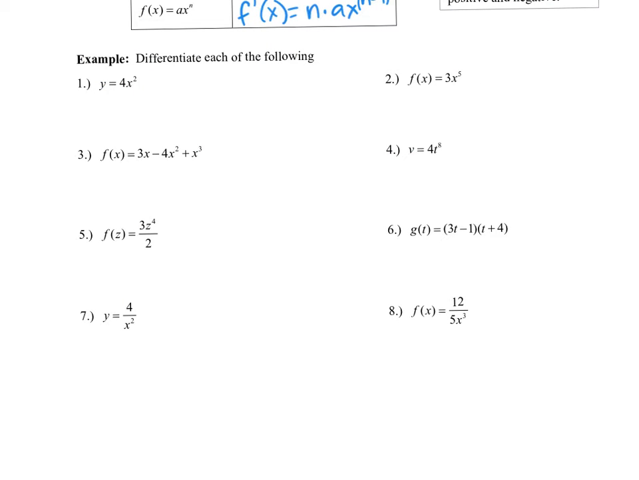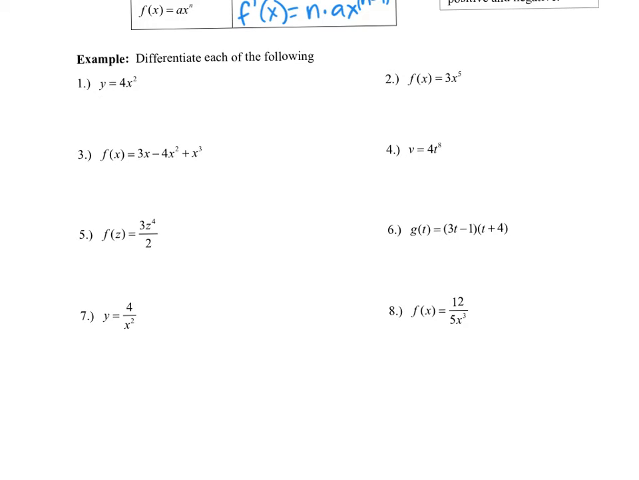So now let's look at some examples so you can get the hang of differentiating a function, finding the derivative. In this example, we're going to differentiate each of the following. In other words, we're going to find that function that produces the slope of a line tangent to the curve at any particular x. So our first example is y equals 4x squared.